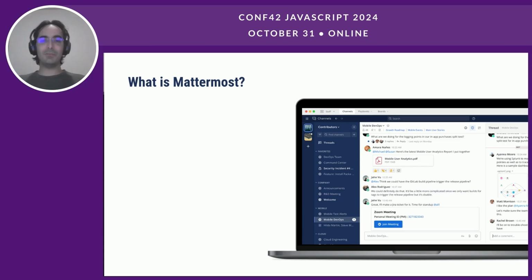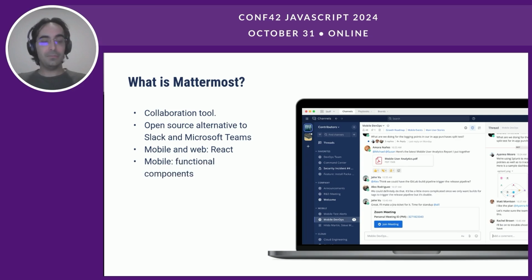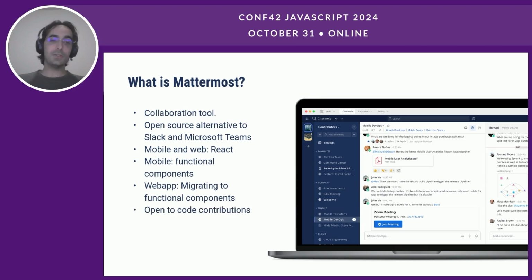So, what is Mattermost? Mattermost is a collaboration tool, one of the main open source alternatives to Slack and Microsoft Teams. Both the mobile and web apps are written in React. The mobile app is completely functional components, and the web app, we are now migrating to functional components. On top of that, it's open source, so it's open to code contributions.